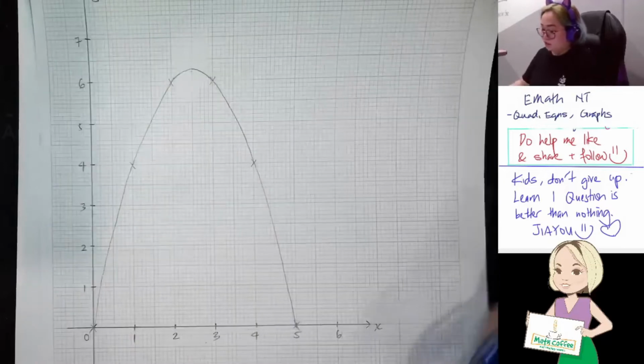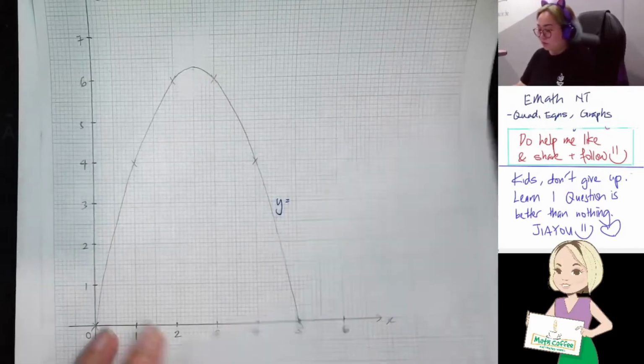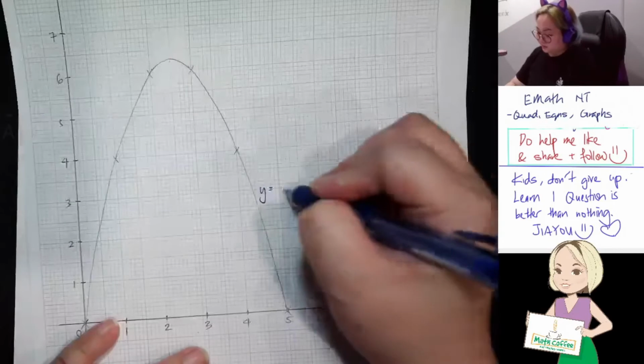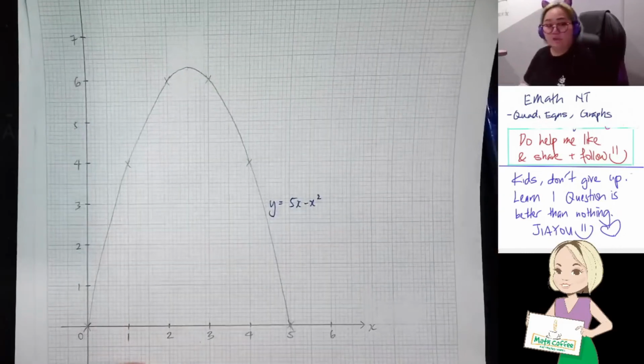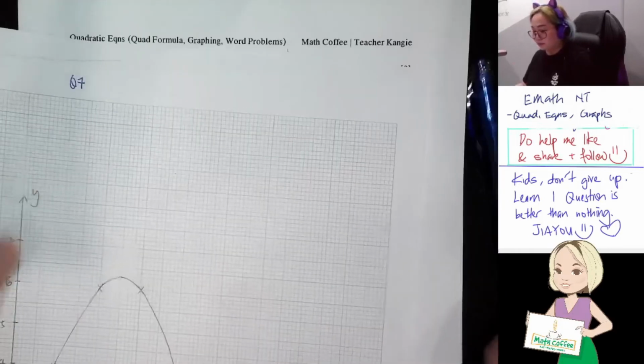And not forgetting, you're supposed to label this: y is equals to 5x minus x squared. Okay, so we are done with the drawing. So now let's see what they want.